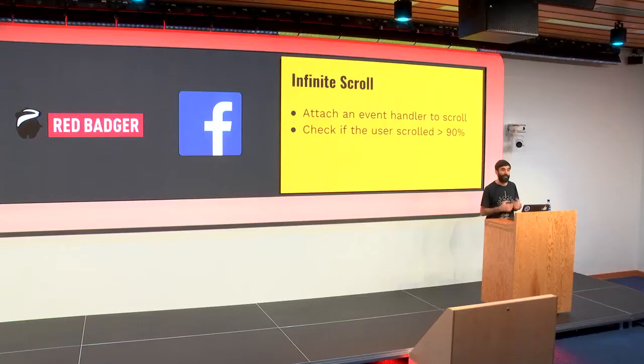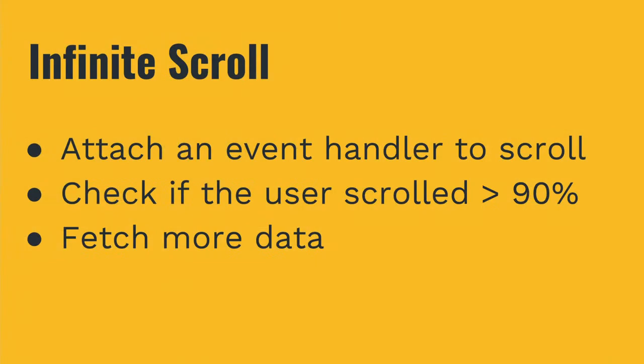My solution would be this. First of all, I would attach an event handler to the scroll. So every time the scroll fires, I'm notified about it. When I'm notified about this event, I just check if the user scrolled more than 90%. And if that's true, I fetch more data, and I append the data to the page. And this is a pretty simple solution. There are different ways, but just pay attention to the approach that we're going to take.